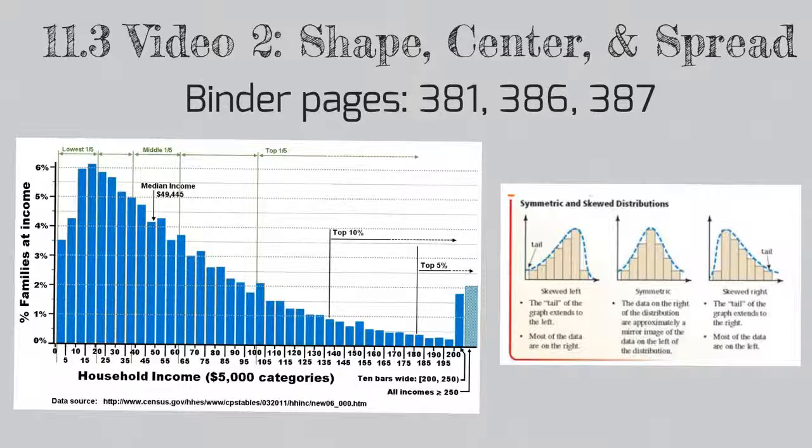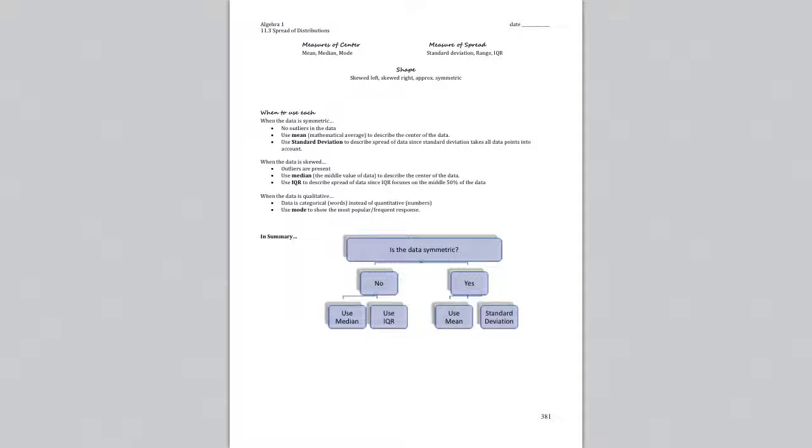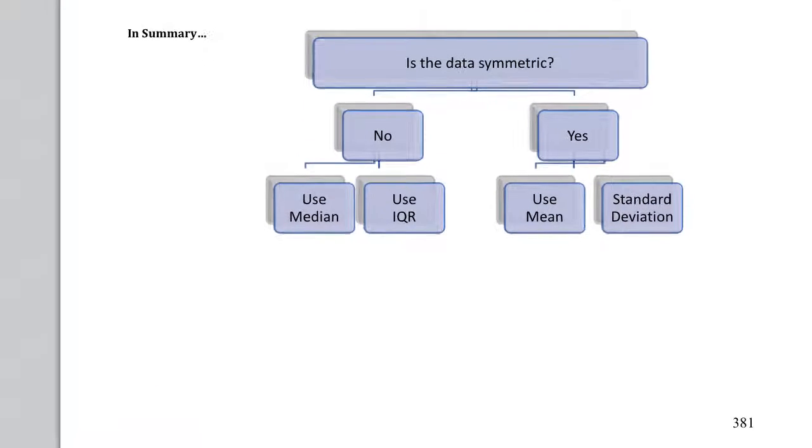So that's what this video is going to be about: when we have a histogram that is approximately symmetric versus one that's skewed left or right, how do we describe the center and spread of that histogram? So turn to page 381 in your binder. We looked at this page in the last video, but we're going to focus on the flow chart at the bottom.